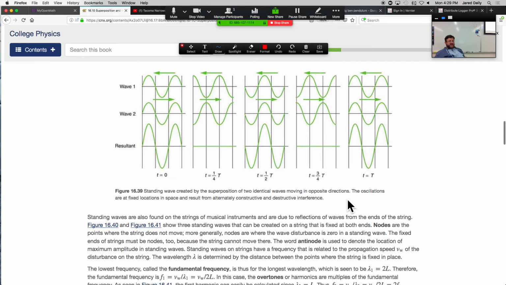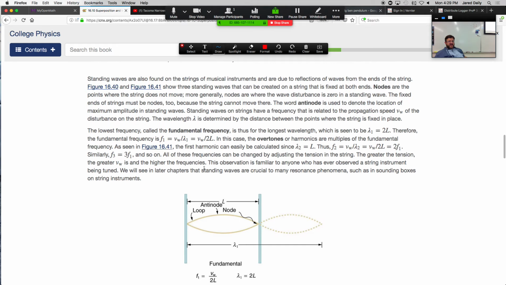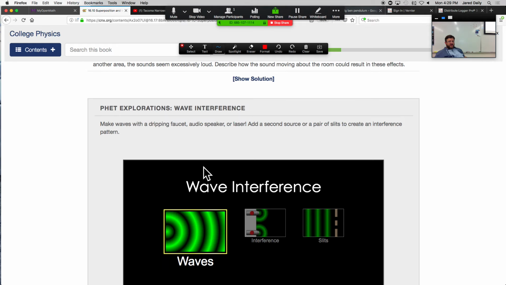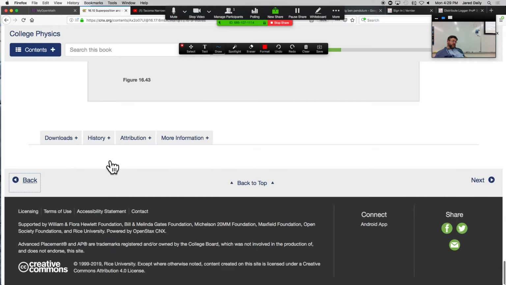And then you have things called standing waves. Standing waves are very well represented in the last section, I think, with our little wrench thing.